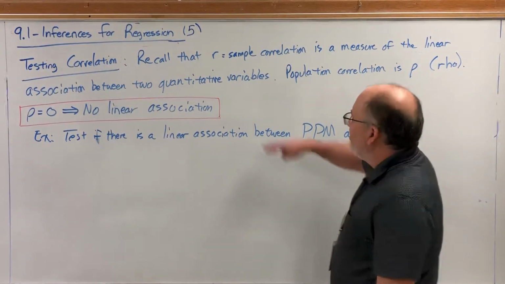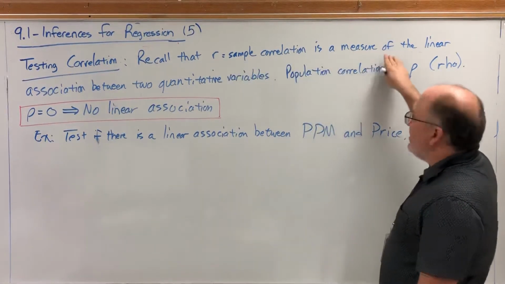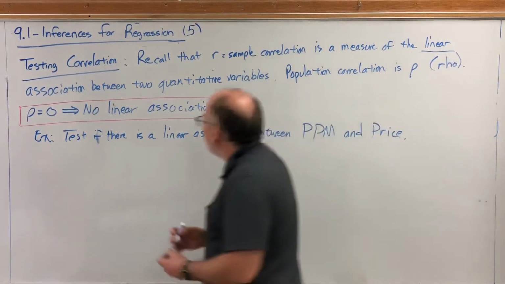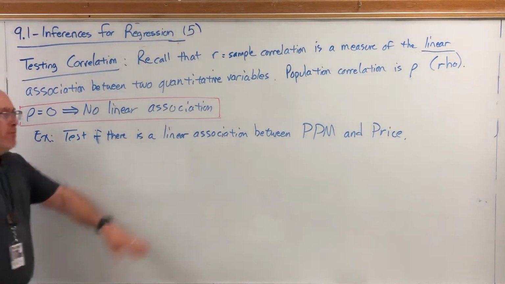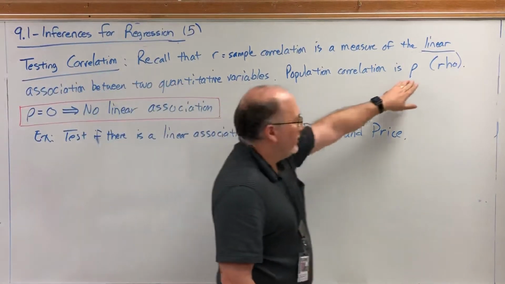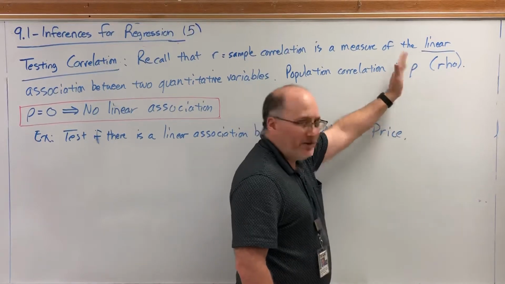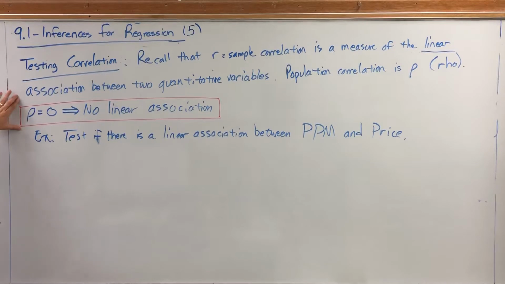Recall that correlation for a sample was the variable R, and it's a measure of the linear association, emphasis on the word linear, between two quantitative variables. The variable for population correlation is the Greek letter rho, which kind of looks like a lowercase p, a little curvy, a little tilted. Why are we testing correlation, specifically correlation equal to 0?